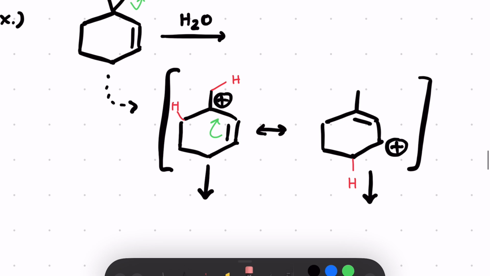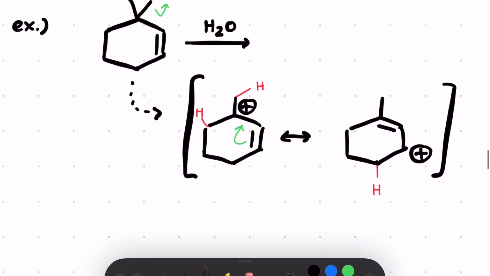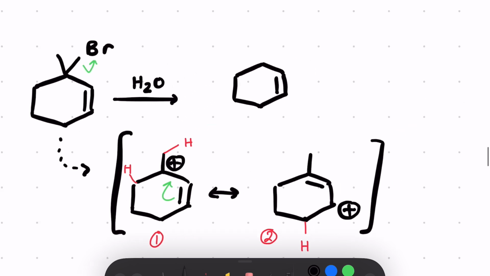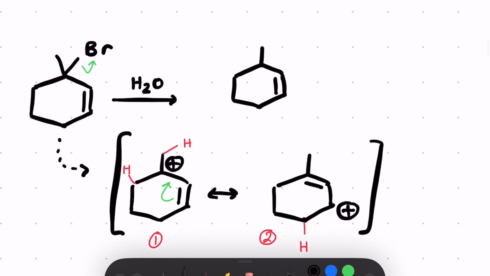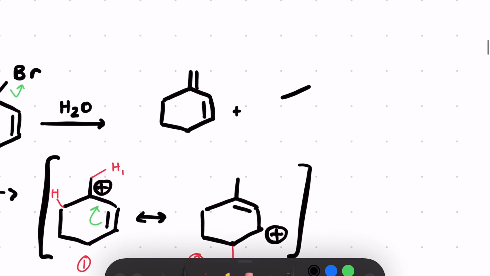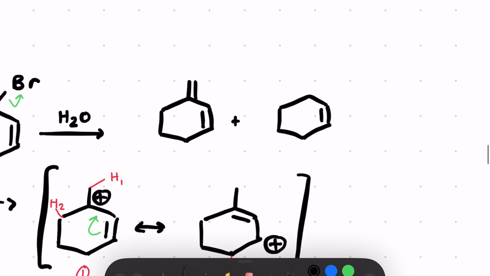So I'll go ahead and actually draw them up here. If I label this as 1 and I label this as 2, then I can get a couple products based off of the resonance structure 1. If I eliminate this top proton right here, if I label that as H1, if I eliminate H1, I'm going to end up with something that looks like that. That pi bond is like sticking out of the ring. If I eliminate H2, I'm going to end up with something that looks like that.